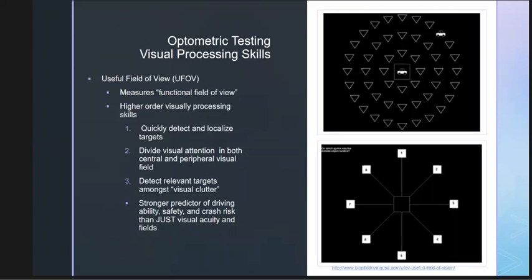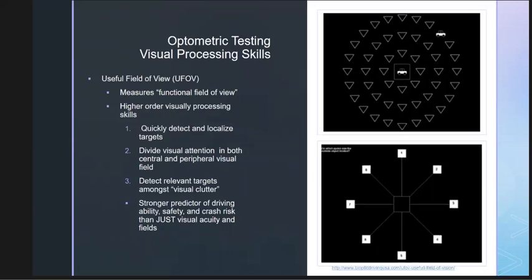This is an automated perimeter type test that tests patients' abilities to be both peripherally aware as well as centrally aware, which is considered a higher order processing skill and critical for safe driving. There are several different tests in this useful field of perimetry and ultimately measure the potential driver's functional field of view. The first test is going to track the individual's ability to quickly detect and localize targets.